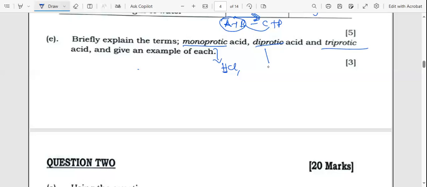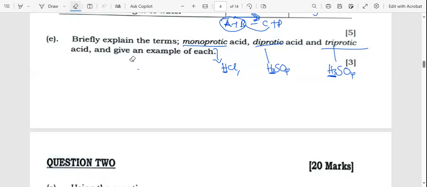Then diprotic, we can say sulfuric acid. So it gives two protons. Then triprotic, we can try phosphoric acid, H3PO4. So this gives three. Have you seen? So I've given the example, and you also define it to say this is an acid that gives three protons, or donates three protons. That's how you attempt this. So that's about this one, and we go to the next one.